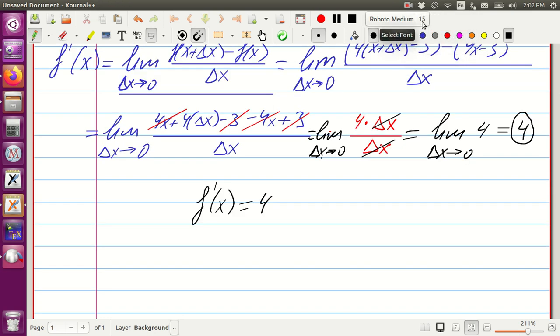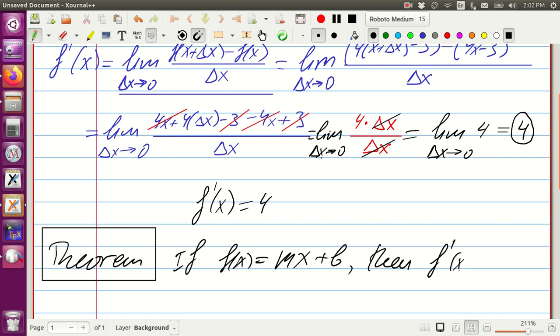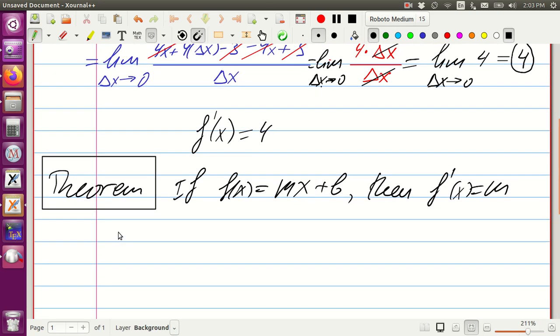All right, so we solved this example, and we can state this example as a theorem. So theorem, or just a rule, says that if f of x is equal to mx plus b, so it's a straight line with a slope m, then the derivative is equal to m. All right. So this would be the assignment for your homework. So prove it, and we're going to discuss it in class if you cannot do that.